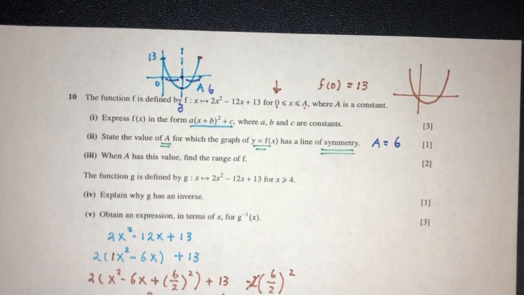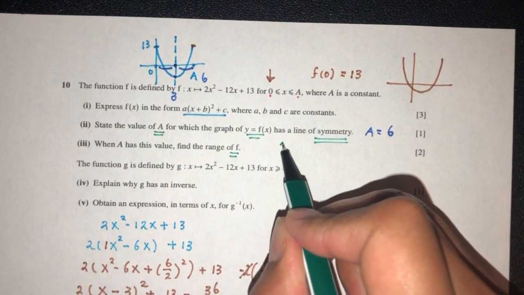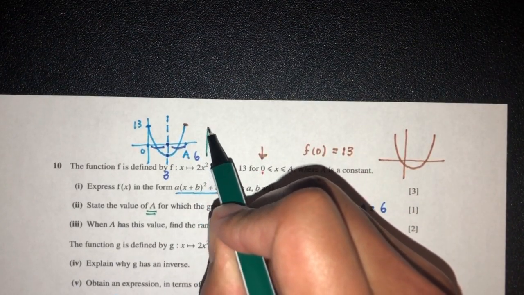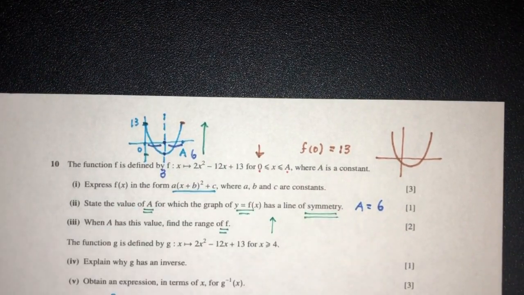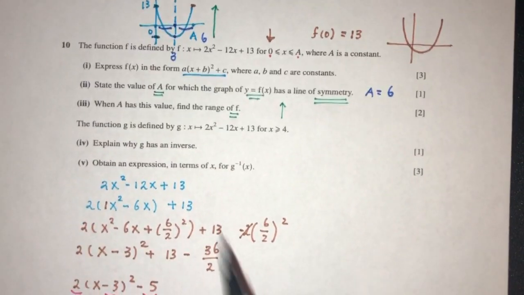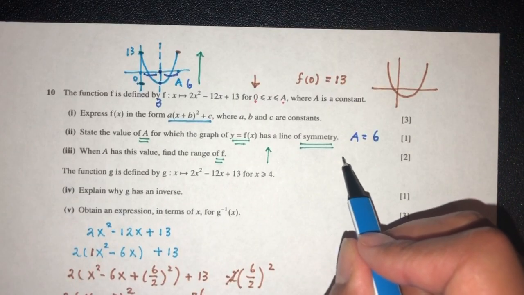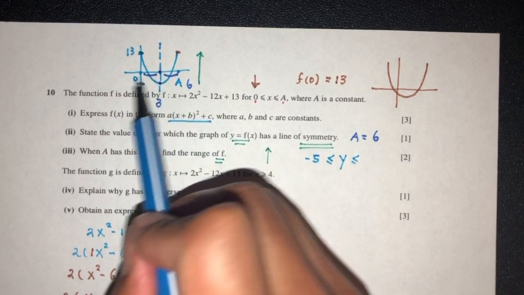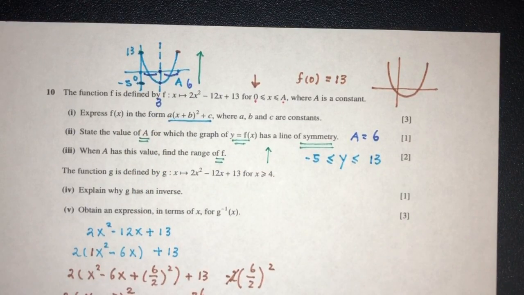Now for part 3, when the value of a has this value, find the range of f. The range of f is the y value of f. So by observation you can see the value of f is between this point here and the max value here. So the point here is what? Let's find out. This is the point when the value of x is 3, and that will be the value at the end, which is minus 5. So the range, you can write y, between the value of minus 5, that's the minimum value here, and the max value is 13. That is part 3 of the question.